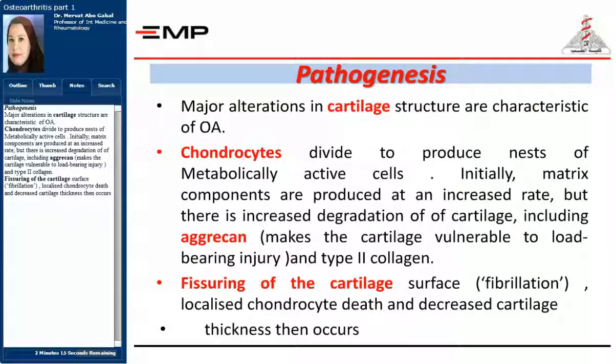Chondrocytes divide to produce nests of metabolically active cells. Initially, matrix components are produced at an increased rate, but there is increased degradation of cartilage components, including aggregates and type 2 collagen. Fissuring of cartilage surface, localized chondrocyte death, and decreased cartilage thickness then occur.